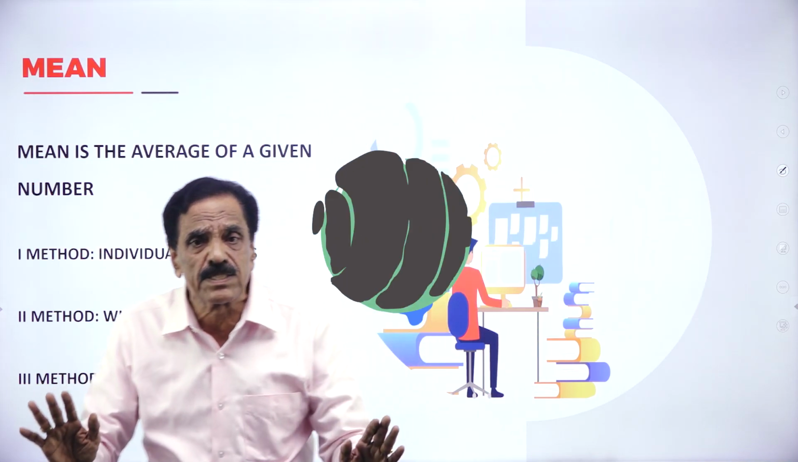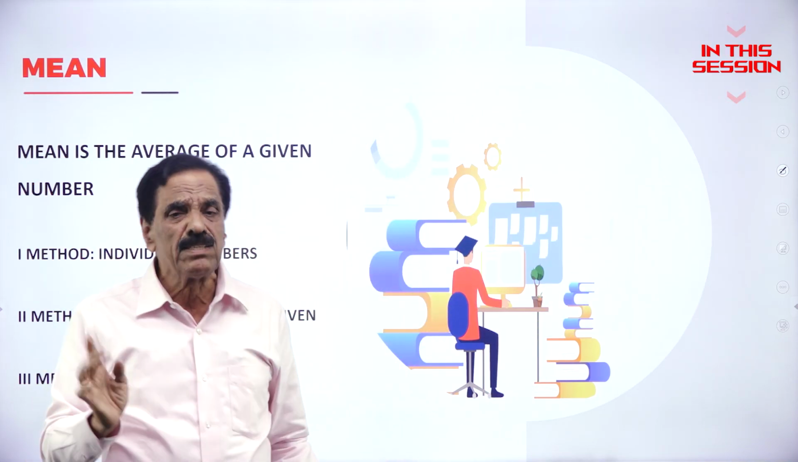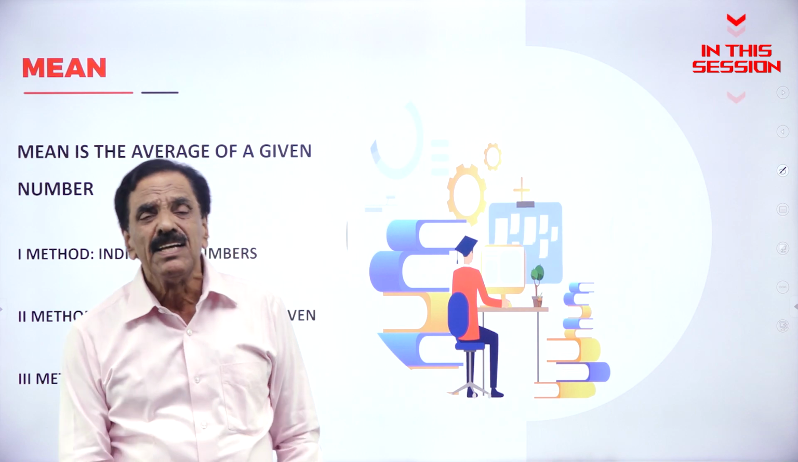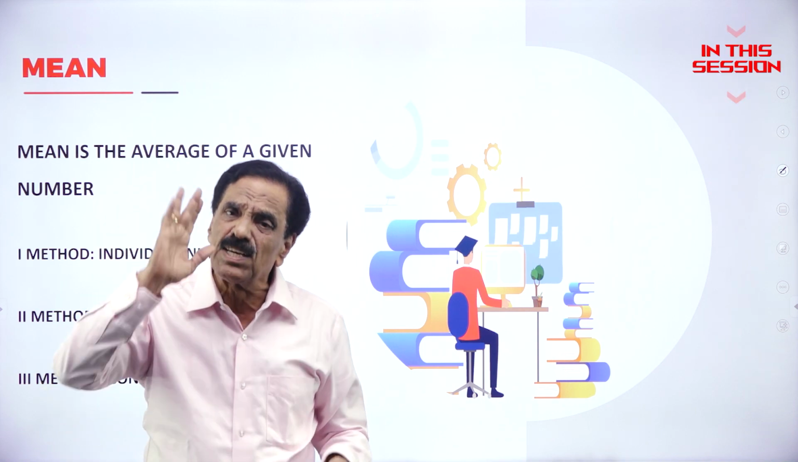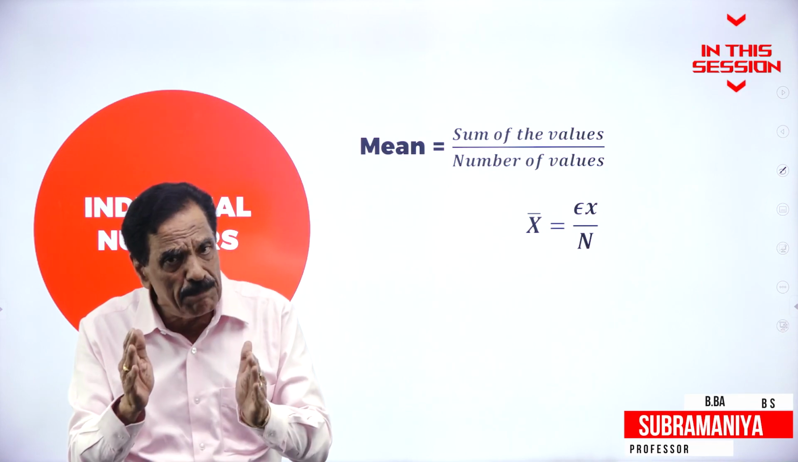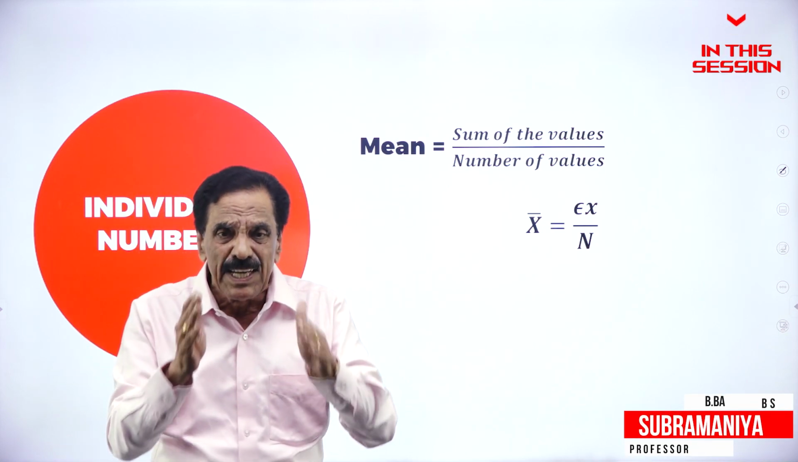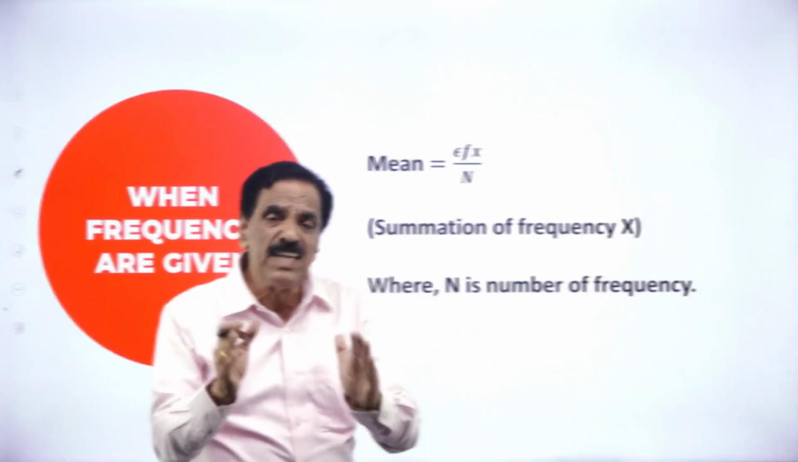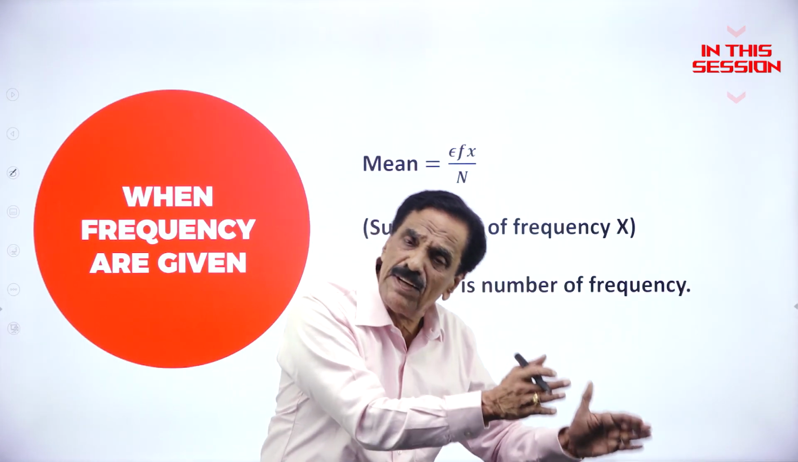The three methods are individual numbers, when frequencies are given, and the third one is continuous series. Sigma means summation of a number. N means number of terms. Frequency is a variation of a number.